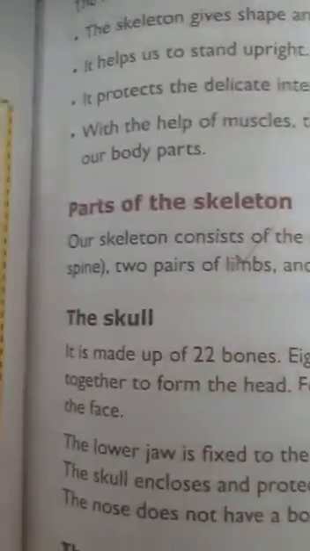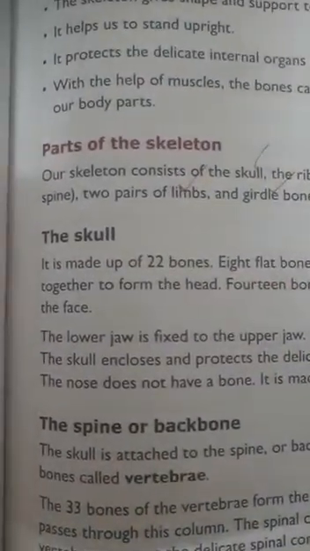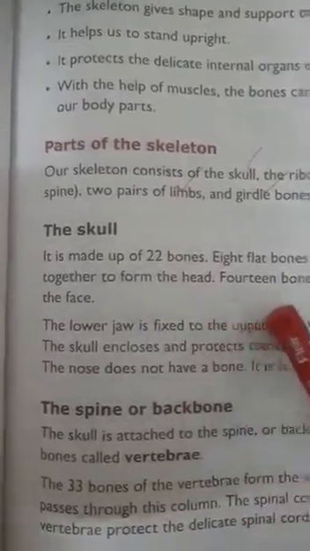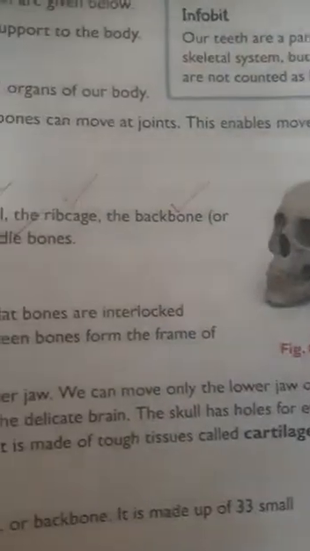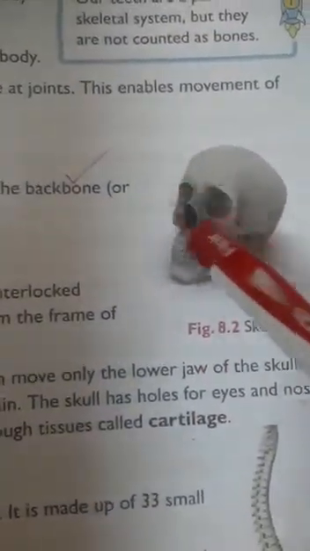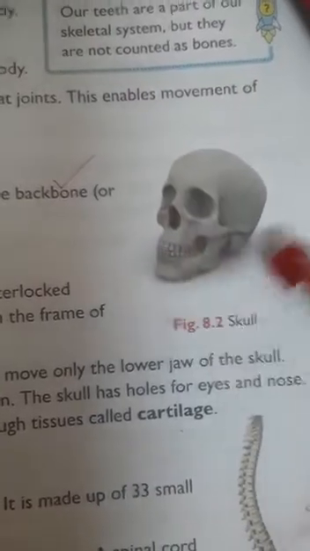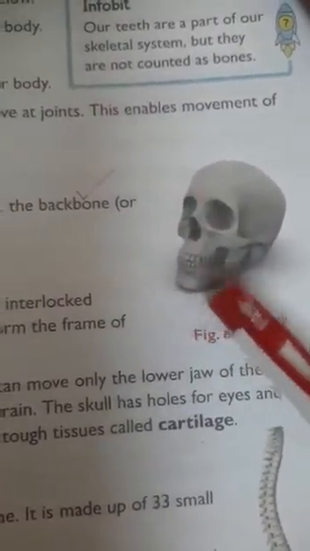Children, how many bones are there in the skull? There are 22 bones in the skull. 8 flat bones are interlocked together to form the head, and 14 bones form the frame of the face. The holes are present for the eyes and nose, and in the skull, only the lower jaw is movable.